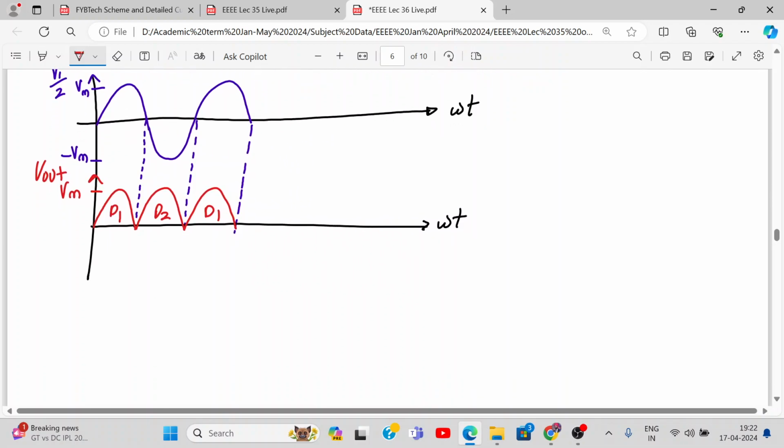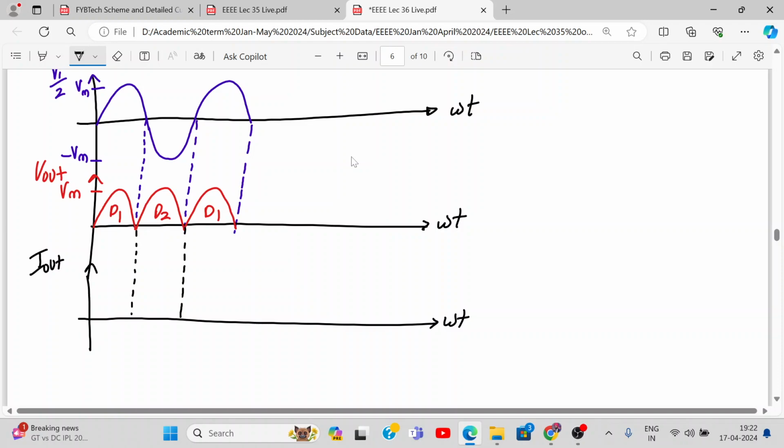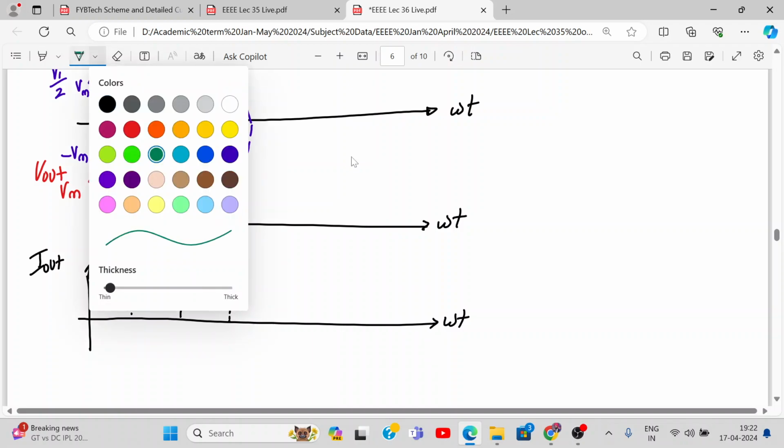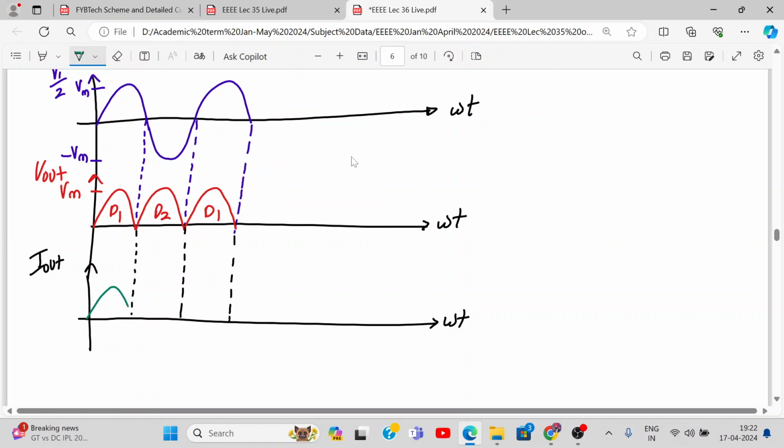Now if I want to plot current waveforms, how will I do it? I want to plot Iout. Will the nature be the same? Tell me. Yes, why not? Only the magnitude will be different. The nature is the same, the height will be different because this is Vout by RL, which is nothing but Im. Okay.